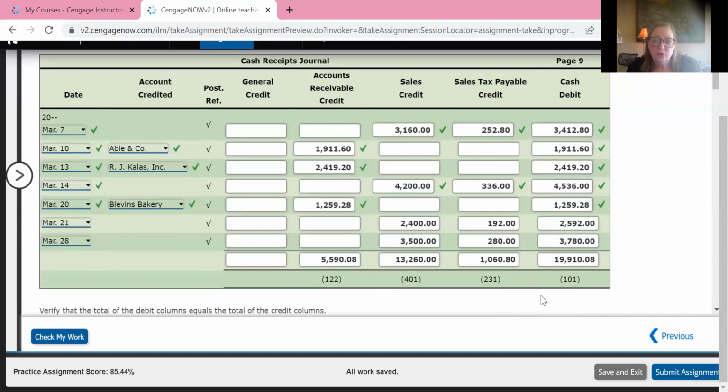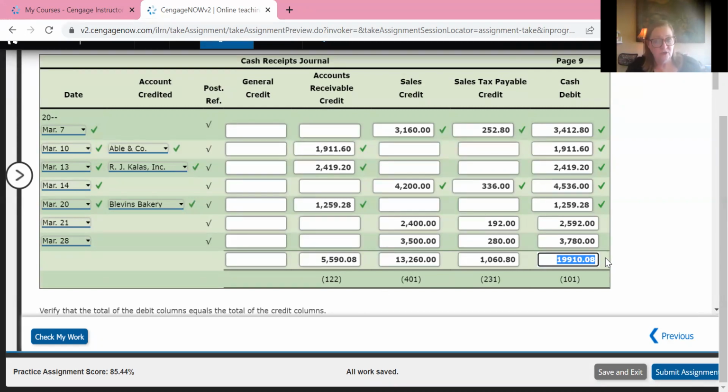And so now we look at it before we post these, we're going to look at it again and say, let me add those three credit columns together. The 5,590.08 plus the 13,260 plus the 1,060.80, and those three together should bring me to the total I have as a debit to the cash account. Sorry. And so when you add the three of them together, you do get 19,910.08. So you know, once you see that it balances and the total of all the debits is the same as the total of all the credits, then you say, okay, it's ready to post now.